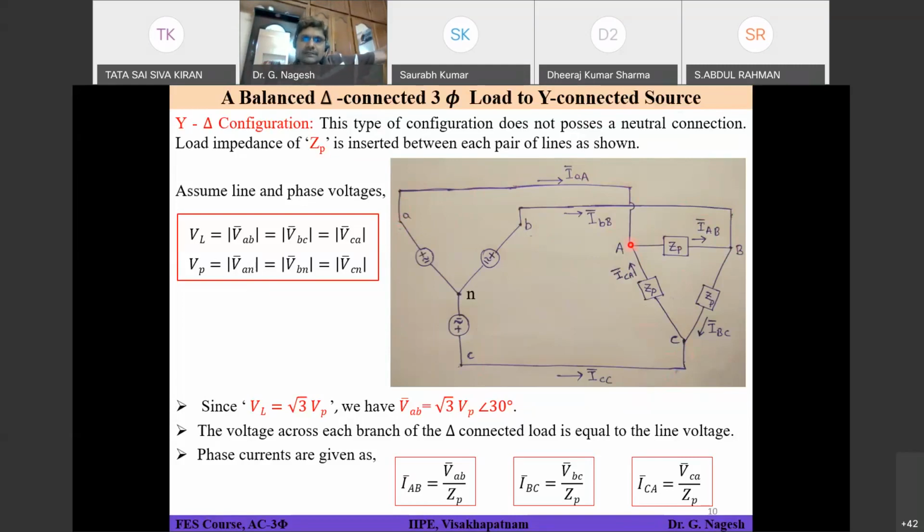So I have cleared your doubt, I feel so. Whether cleared or not, you say. Yes, sir. Understood, sir. Okay. So this is how we are representing. This representation itself indicates whether I'm talking about line current or phase current.